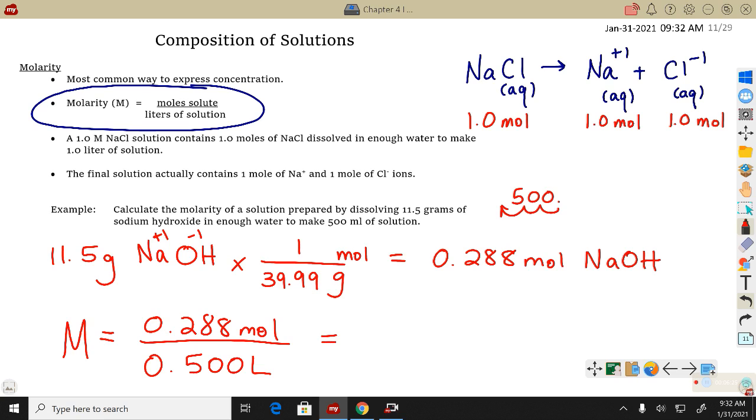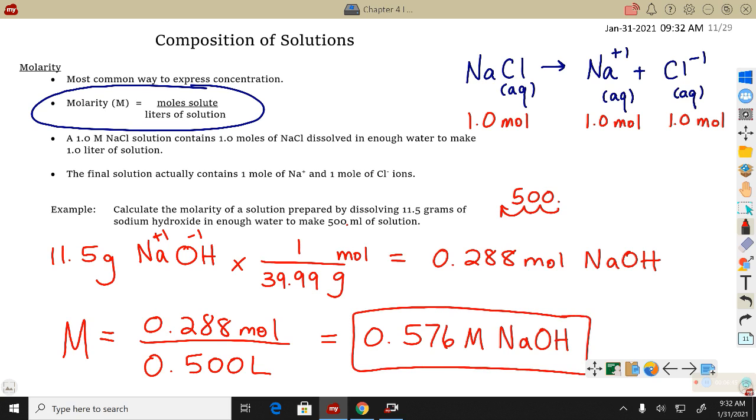Alrighty, so we plug this in, and again, I'm going to go 3 sig figs with the original data. Let's assume that was meant to be precise, and I get about 0.576 molar NaOH. That's not so bad, right? It's a plug and chug kind of equation. You maybe used it last year a little bit.